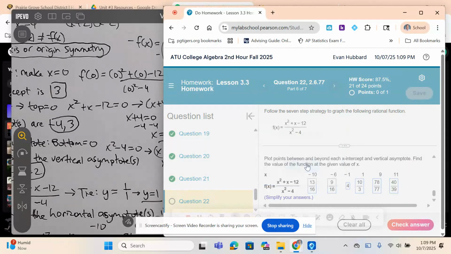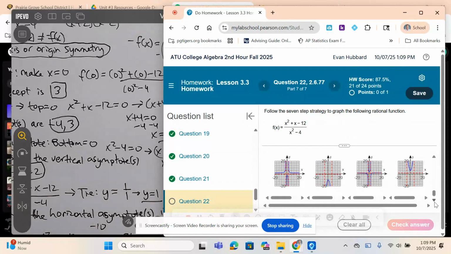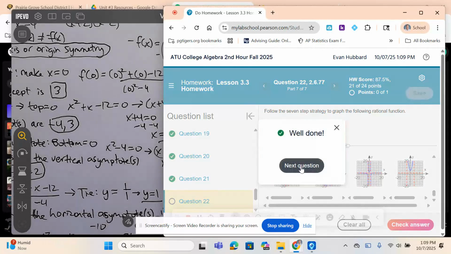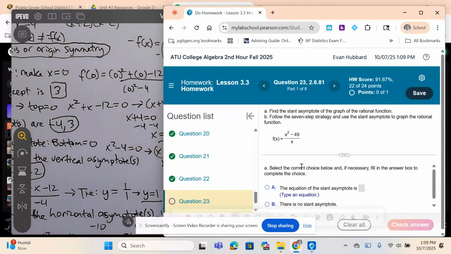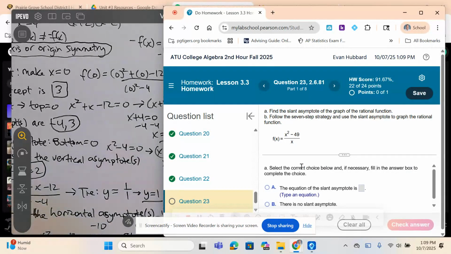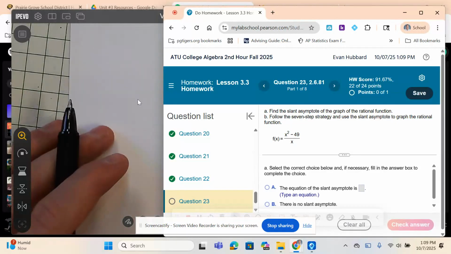All right. The graph, we just talked about that. But I need to see these better. Oh, this one right here. Okay. Uh-oh, slant asymptote. I'm about to be in trouble. Guess who didn't cover slant asymptotes very well? That would be me.